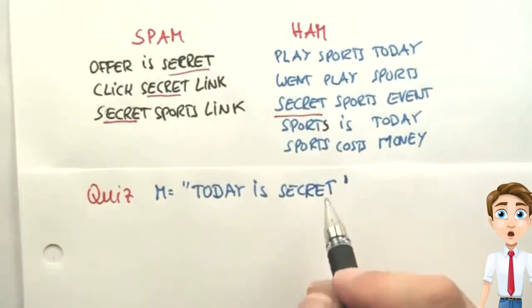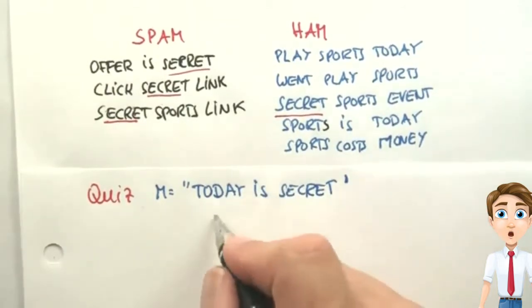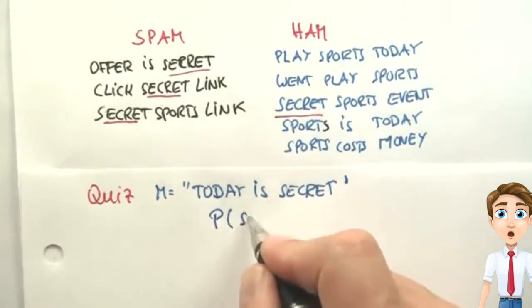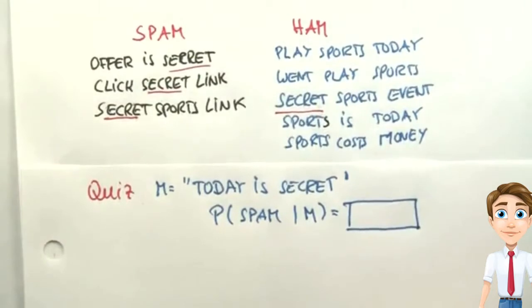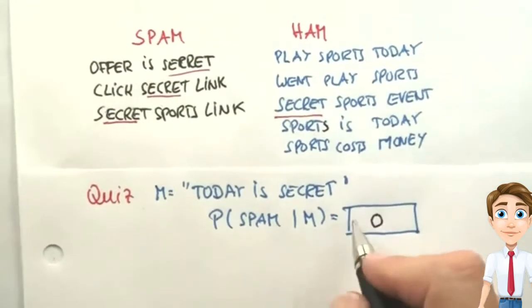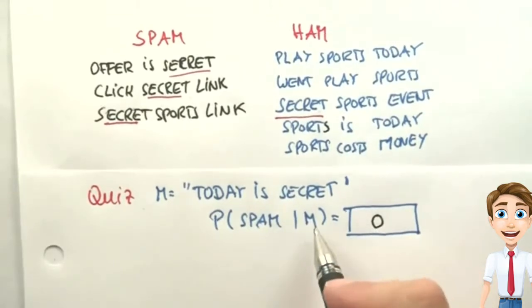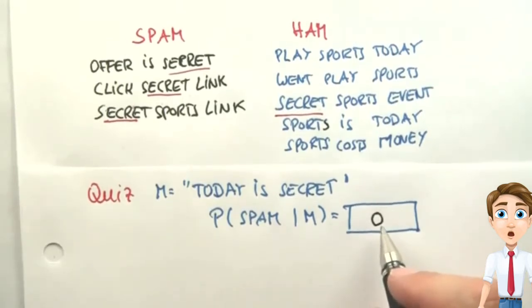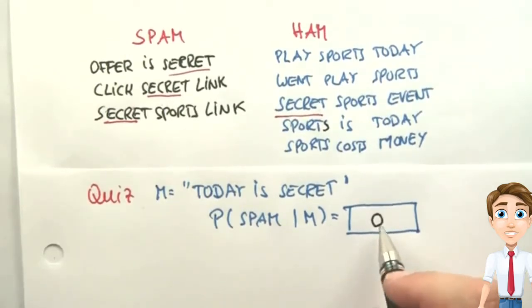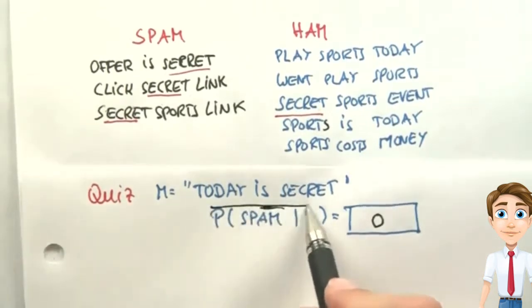A final quiz. Let's assume our message is today is secret. And again, it might look like spam because the word secret occurs. I'd like you to compute for me the probability of spam given this message. And surprisingly, the probability for this message to be spam is 0. It's not 0.001, it's flat 0. In other words, it's impossible, according to our model, that this text could be a spam message.